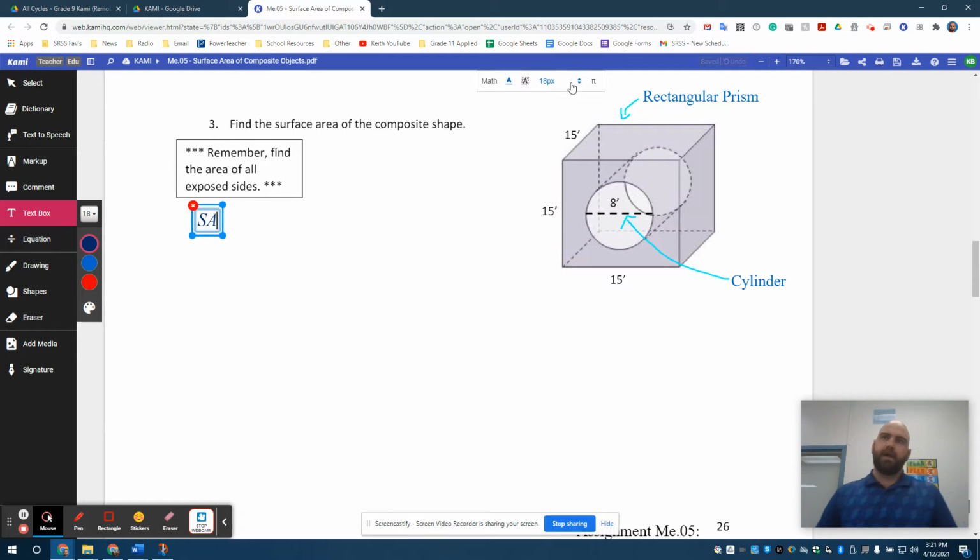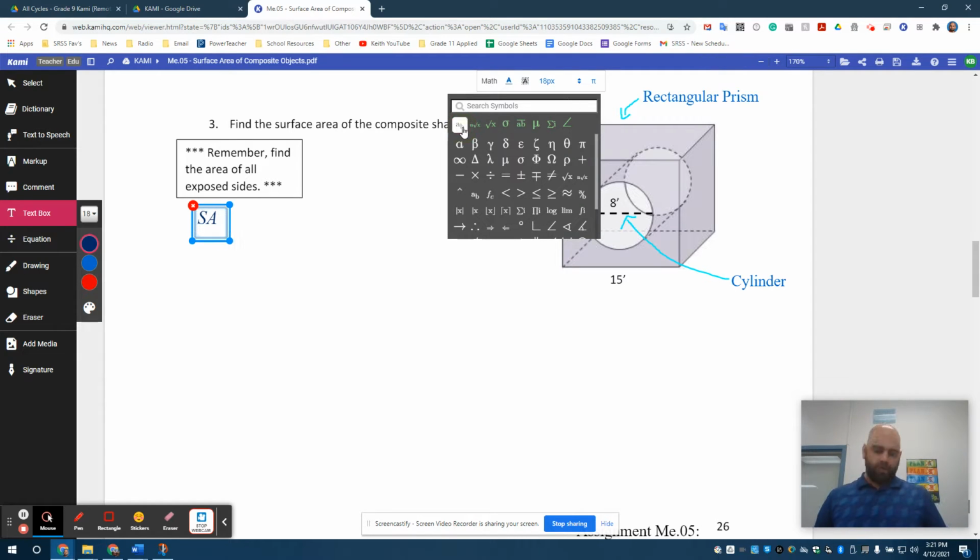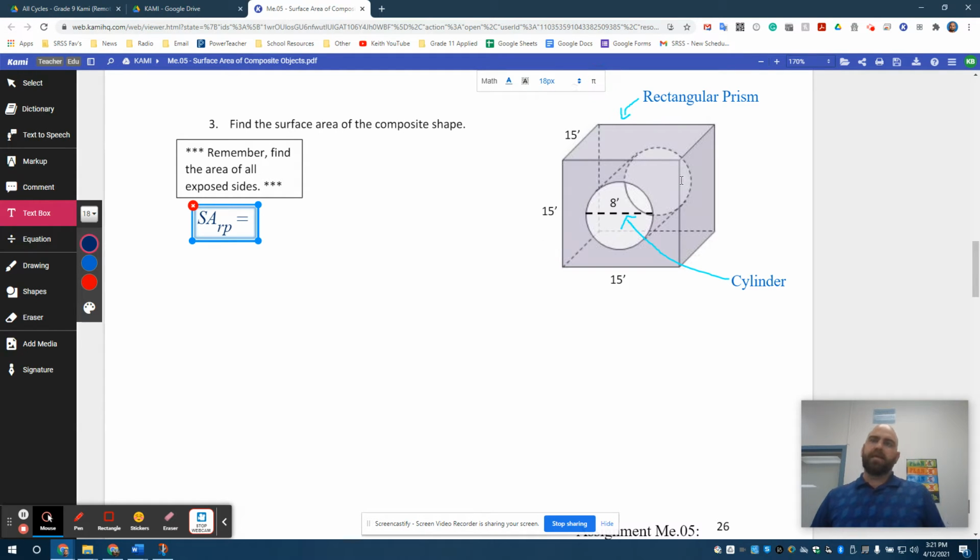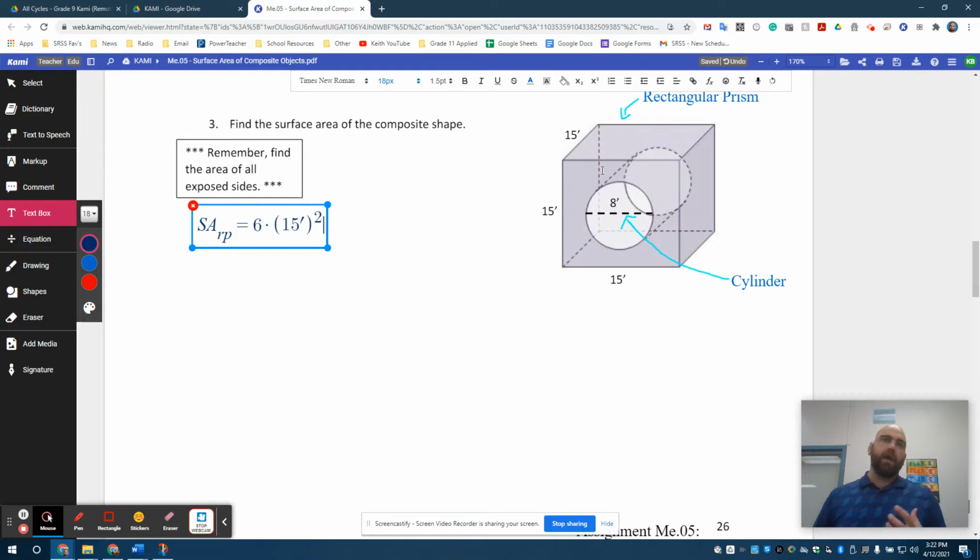Now, surface area, and again, I'm going to use my little shorthand here for a rectangular prism. In this case, we actually have a cube, so all 6 sides are the same. So I'm going to do 6 times 15 feet squared. I do that because all 6 sides are exactly the same. It is a cube, so I can just multiply my 15 squared by 6.